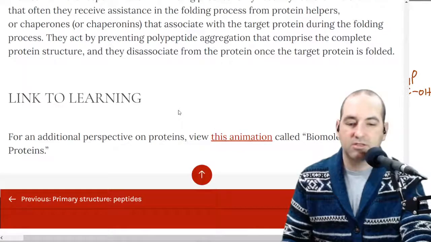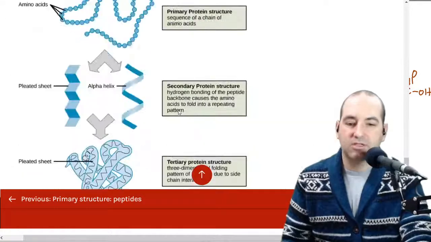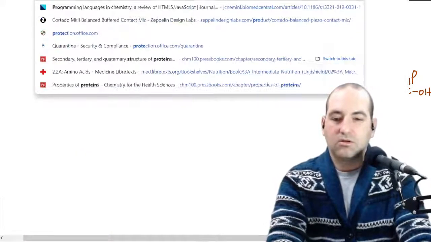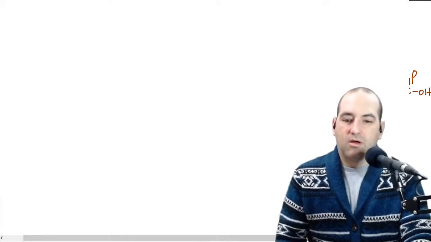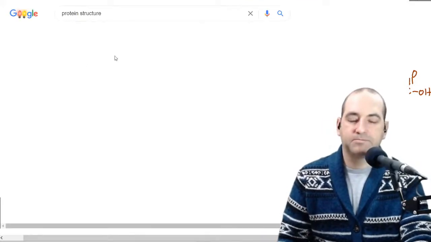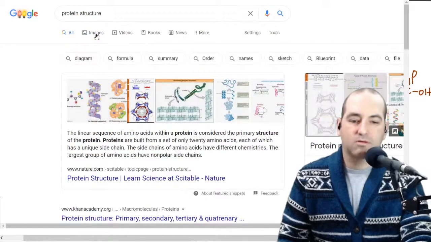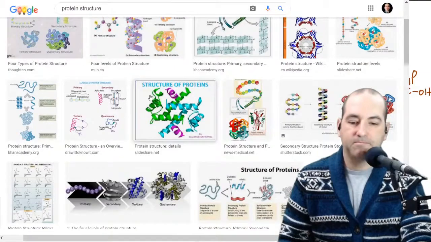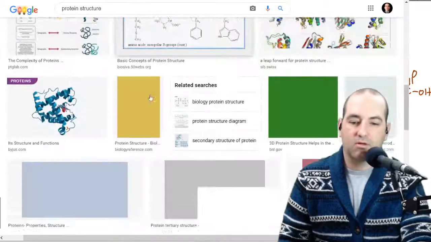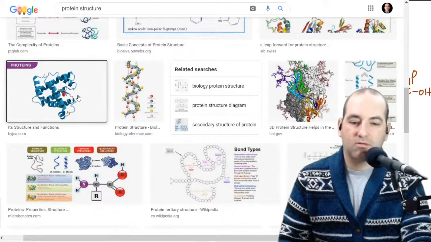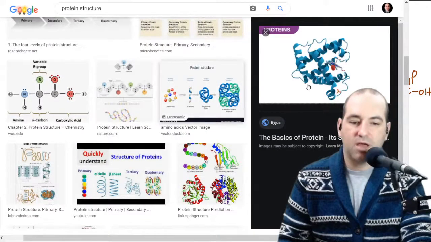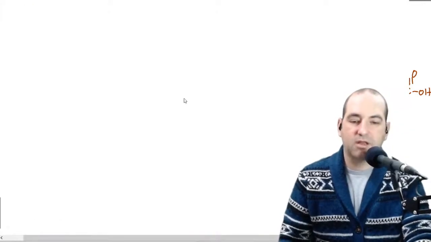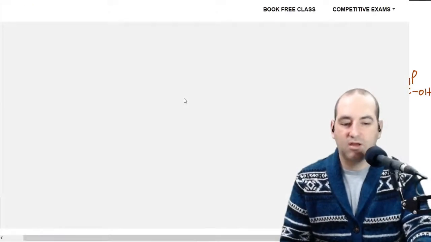There's some animations you can look at here. But that's the basics of protein structure. So if you look up, just in a general search, you'll see various ways that protein structure is expressed in examples. Let's take a look at some random spots here. It may look very strange, very chaotic.